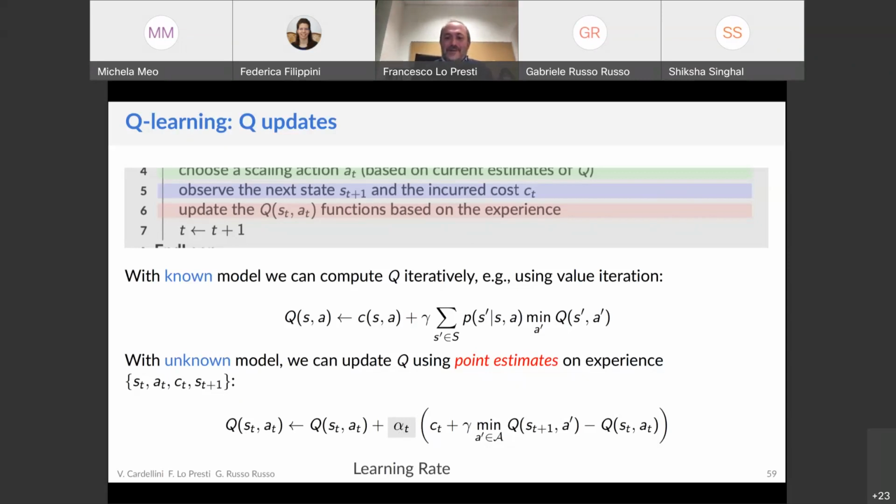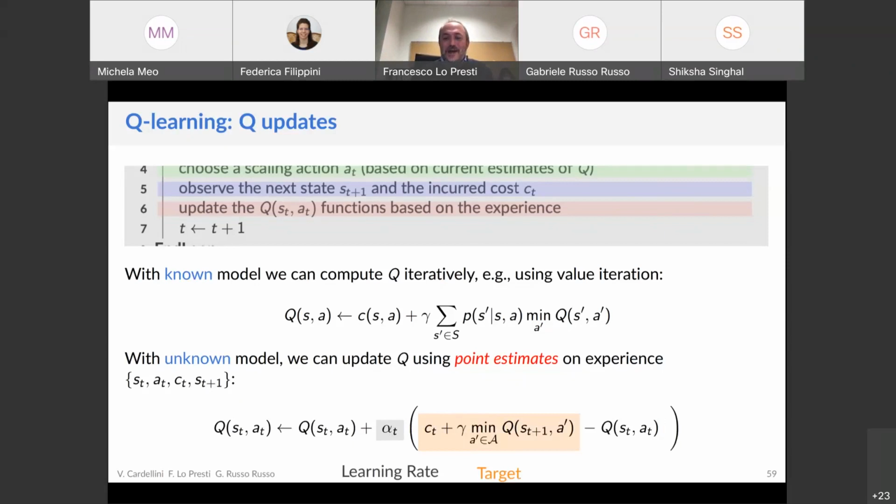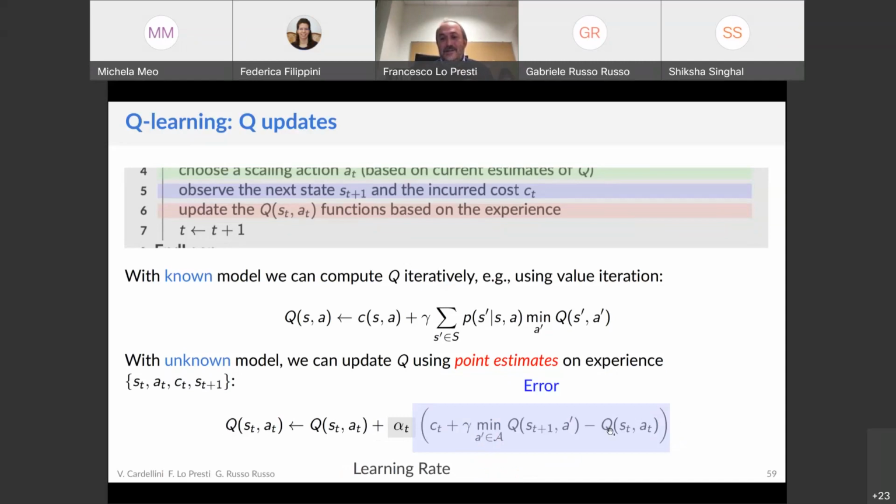Then we have the target, which means my best knowledge, which is the expected minimum cost of taking the action I just took, which is the cost I observed plus my knowledge of the best future cost that will occur if I take the best action when I get into the future state, and take the difference with the current value. This is known as the temporal difference error, by the way. I use this to update my estimate, and I do this over time.